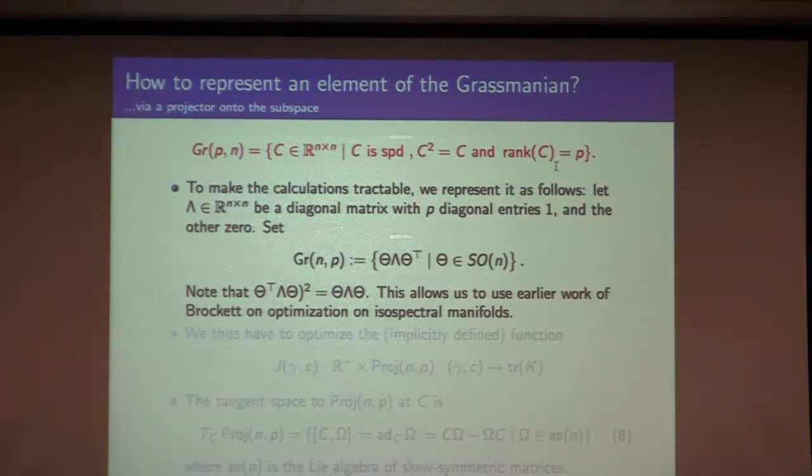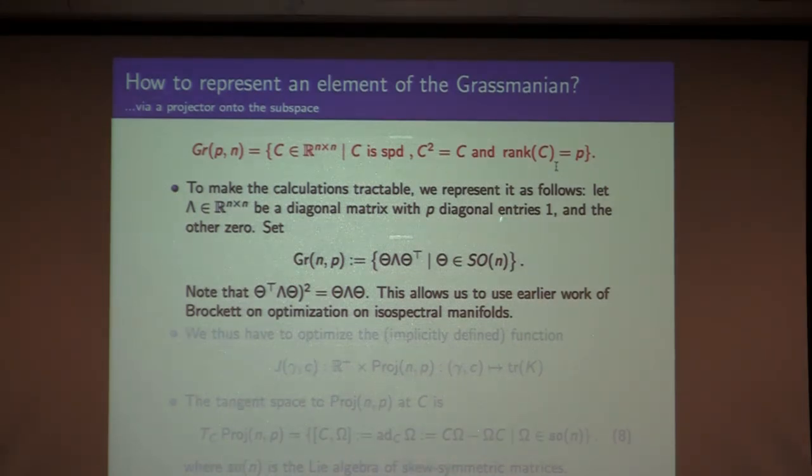So the next step: we have figured out that if you want to solve the optimal sensor placement problem, we have to solve an optimization problem on a Grassmannian. Computationally, the only thing we have to do is compute the gradient. So how are we going to represent this space? As I said, we can represent it as a set of projectors. For the p-dimensional Grassmannian, it is the set of symmetric matrices such that C squared is equal to C, an orthogonal projector, and the rank is p, meaning a projection onto a p-dimensional subspace.